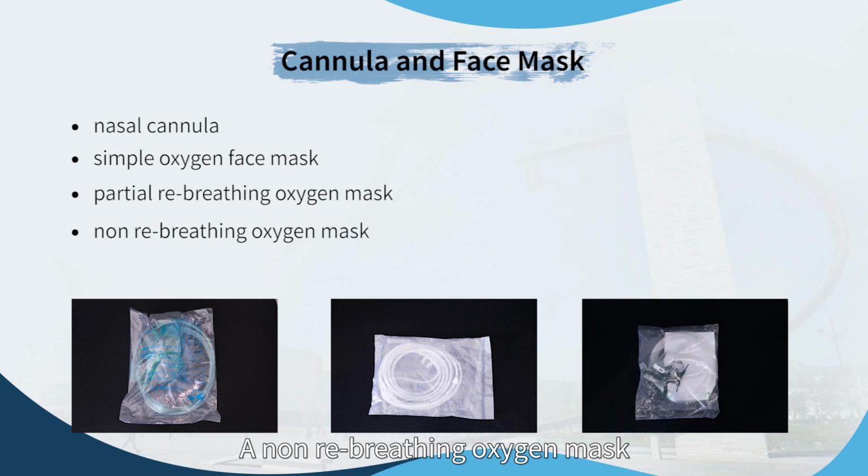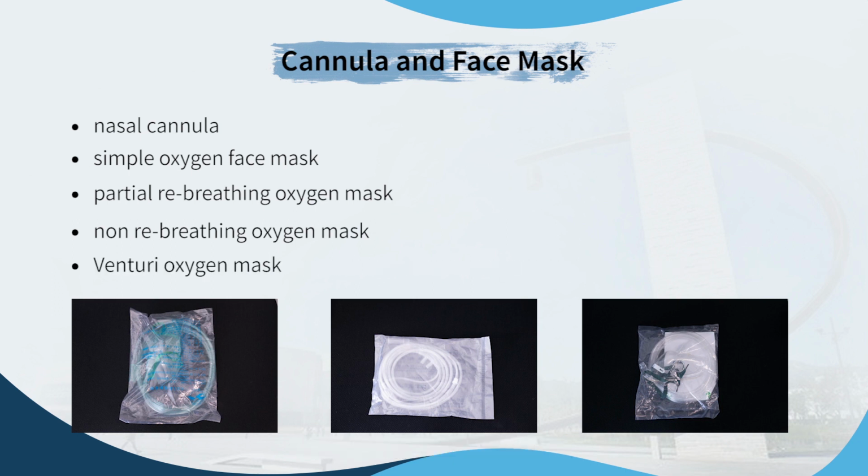A non-rebreathing oxygen mask has multiple one-way valves in the side ports which prevent room air from entering the mask but allow exhaled air to leave the mask. It has a reservoir bag with a one-way valve that prevents exhaled air from entering this reservoir. This allows larger concentrations of oxygen to collect in the reservoir bag for the patient to inhale. A Venturi oxygen mask has wide-bore tubing and color-coded jet adapters that correspond to precise oxygen concentrations and flow rates.